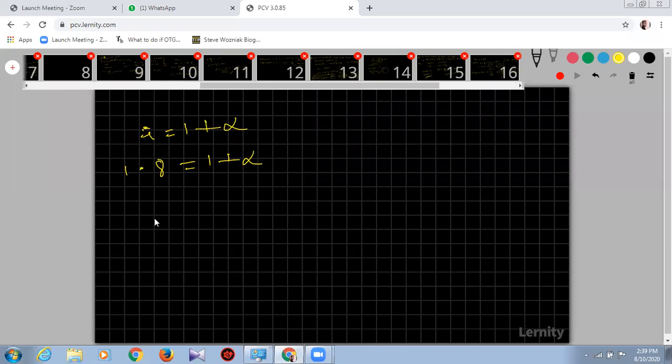So alpha is equal to 1.8 minus 1, that is, alpha is equal to 0.8. That is 80% dissociation. So this is the problem, and this is the concept related to the van't Hoff factor.